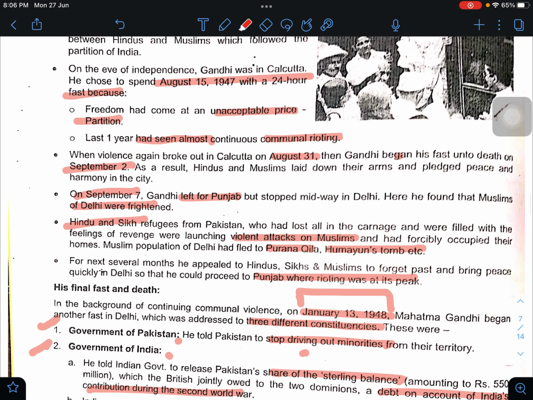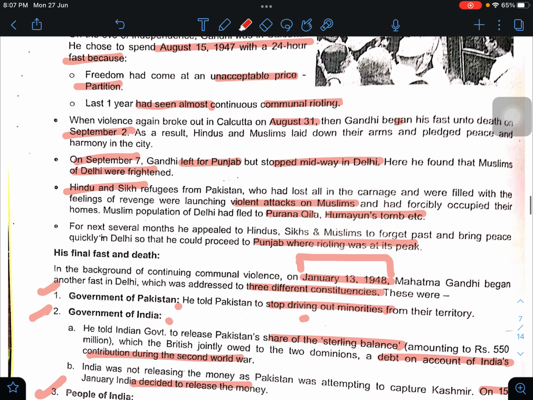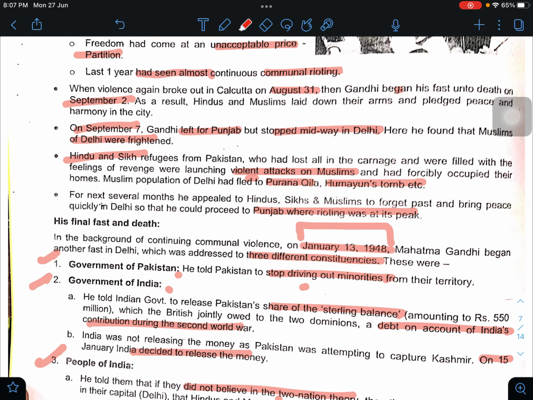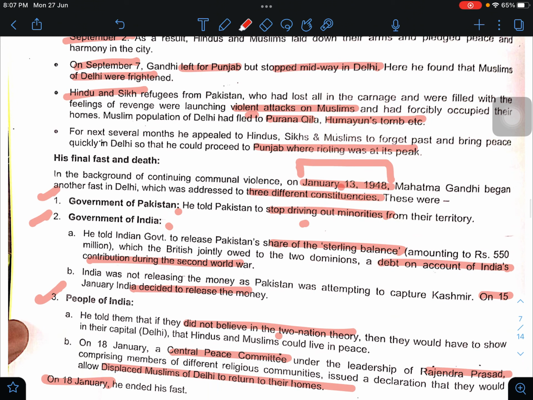On September 7, Gandhi left for Punjab but stopped midway in Delhi, because Muslims were frightened there. Hindu and Sikh refugees from Punjab were launching violent attacks on Muslims out of revenge, and Muslims fled to Purana Qila and Humayun's Tomb. He wanted Hindus, Sikhs and Muslims in Delhi to stop fighting so that he could go to Punjab, where rioting was at its peak. His final fast ended January 13, 1948.